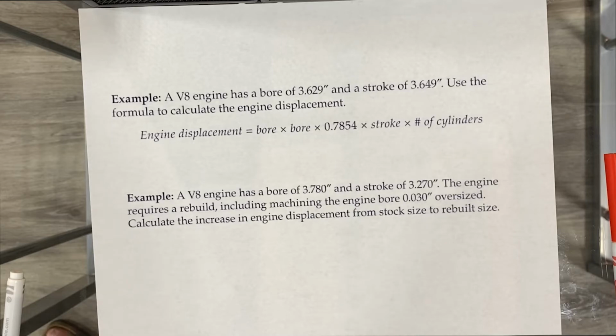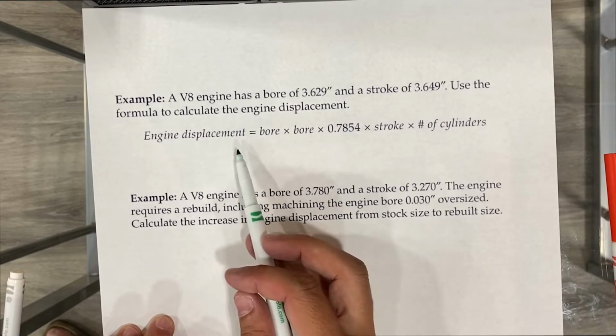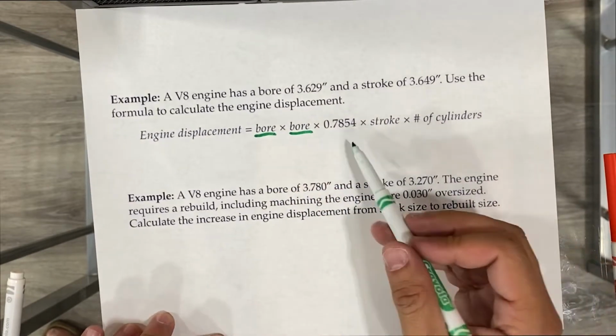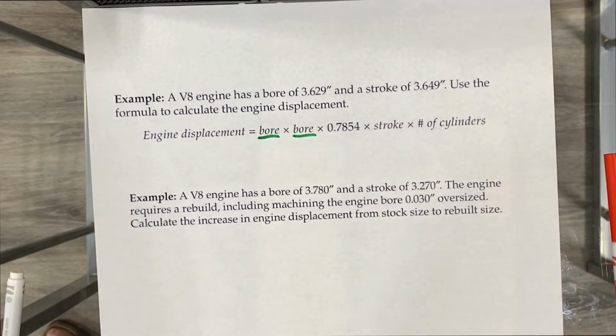For the engine block calculation examples, it's not a complicated or complex math operation. It's just using a formula, knowing what you're looking for and knowing how to put everything in the right place. So here is our formula that we're going to be using. Engine displacement is going to equal bore times 0.7854. That's pi divided by 4, which is just a quick way of getting the area of a circle. So that's what we're doing with that decimal right there.